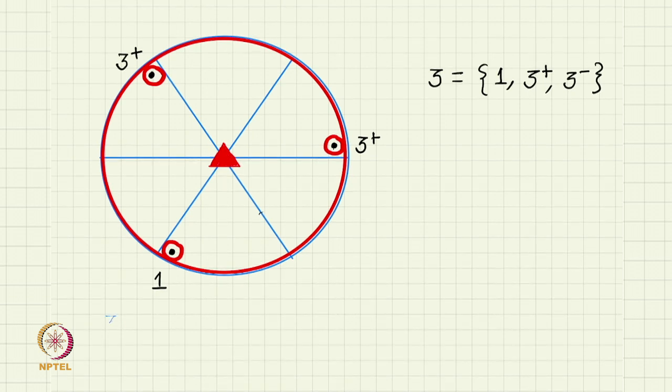So, I am trying to write 3 by m, which is 1, 3 plus, 3 minus, and I have an m, but I have 2 more operations. So, m can be, this general position is m, but what are these general positions?